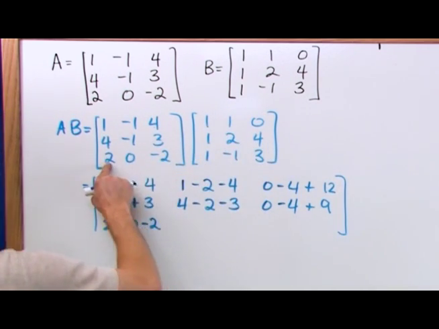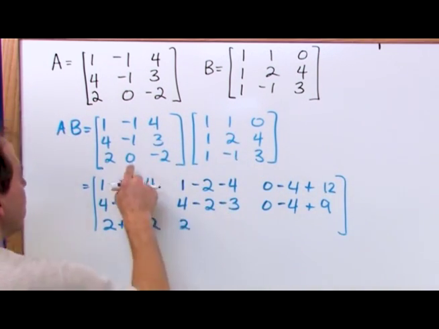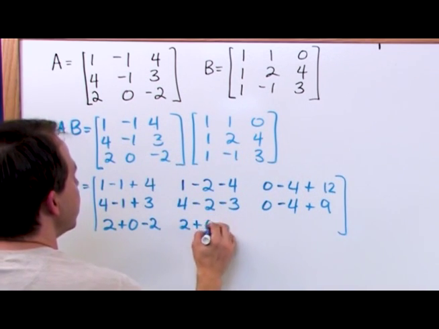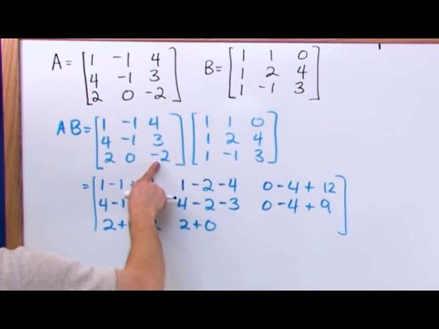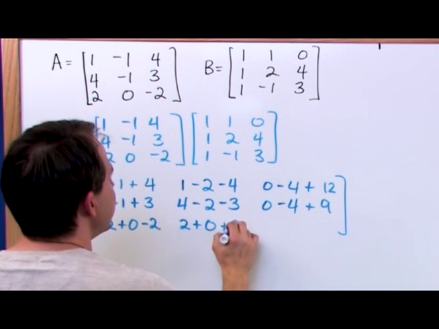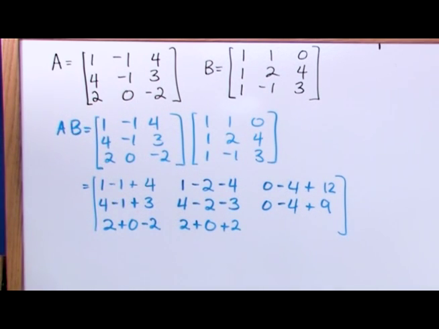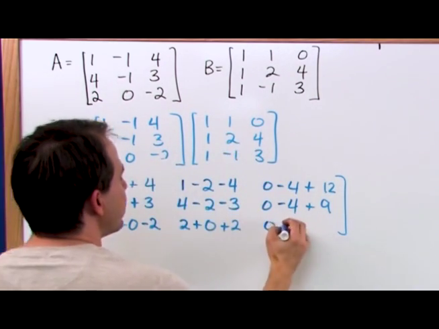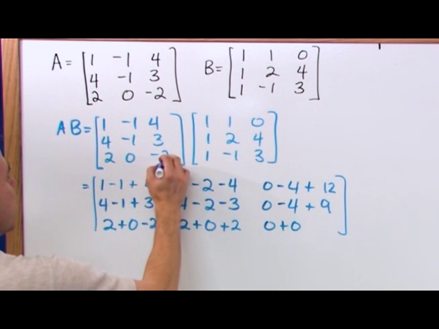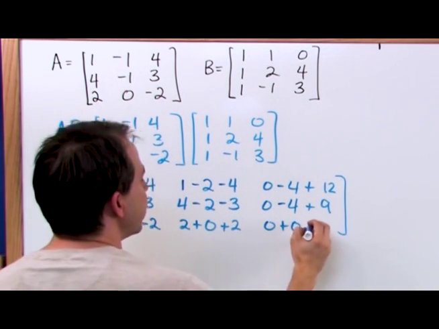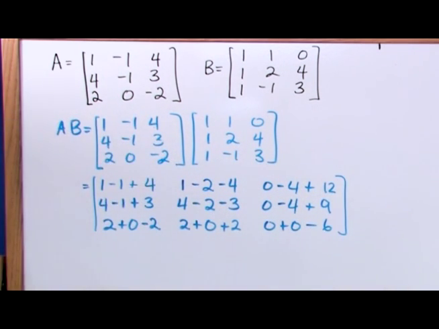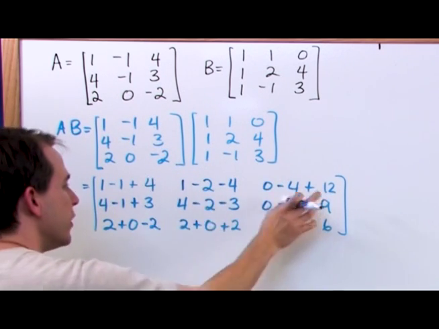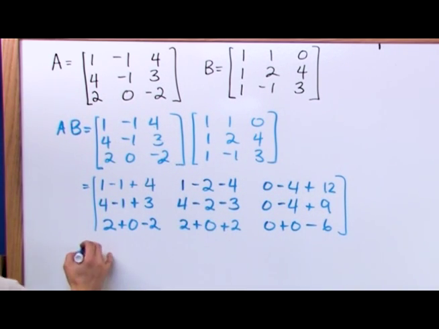Over and down. 2 times 1 gives me 2. 0 times 2 gives me 0. Over and down. Negative 2 times negative 1 is 2. Okay. And then over and down. 2 times 0 gives me 0. Over and down, 0 times 4 is 0. And then finally, you're going to have your negative 2 times 3 is negative 6. So we have nine numbers. It's going to be a 3 by 3 matrix in the end. So let's go ahead and finish it out.